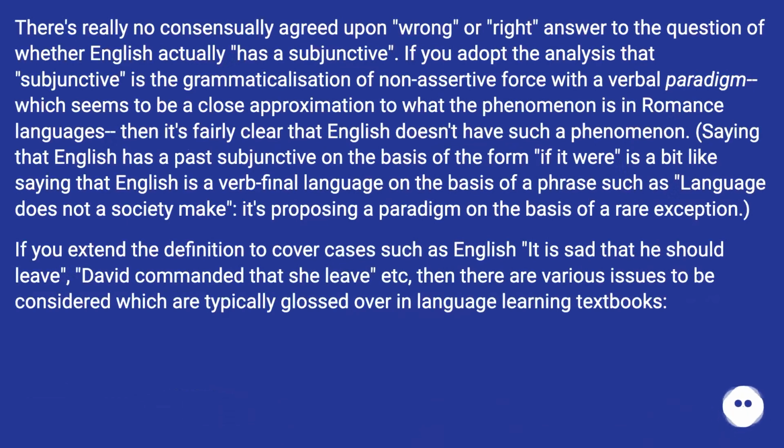If you adopt the analysis that subjunctive is the grammaticalization of non-assertive force with a verbal paradigm, which seems to be a close approximation to what the phenomenon is in Romance languages, then it's fairly clear that English doesn't have such a phenomenon. Saying that English has a past subjunctive on the basis of the form "if it were" is a bit like saying that English is a verb-final language on the basis of a phrase such as "language does not a society make." It's proposing a paradigm on the basis of a rare exception.